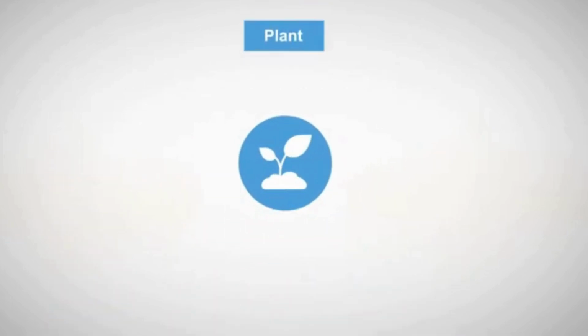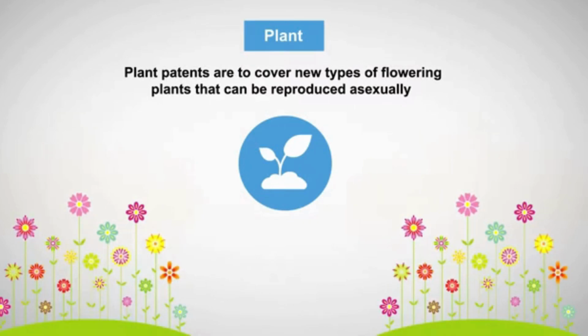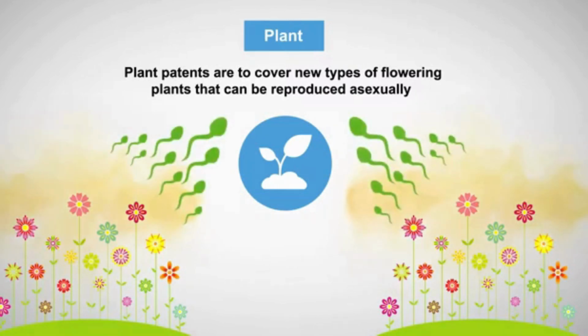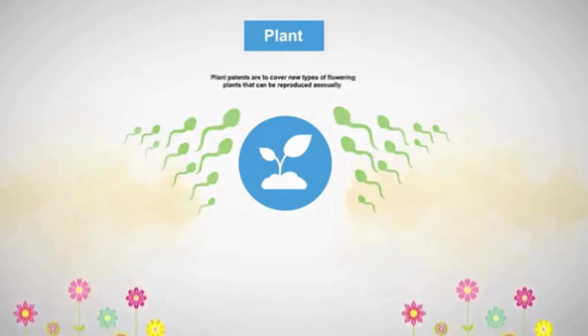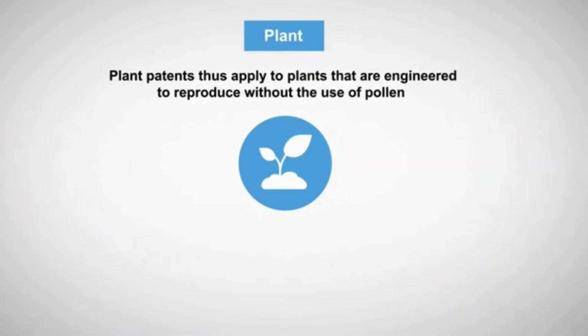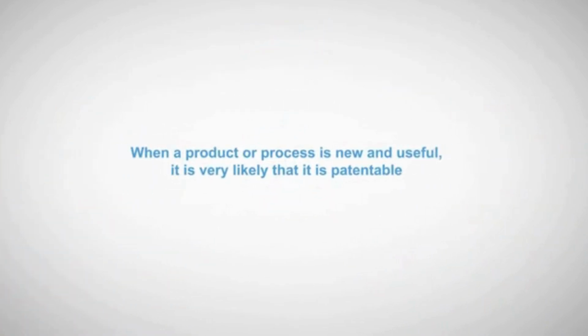Finally, we have plant patents. Plant patents are to cover new types of flowering plants that can be reproduced asexually. Flowers are plant sex organs and contain both the male and female parts. Pollen is basically plant sperm, something to keep in mind during allergy season. Plant patents thus apply to plants that are engineered to reproduce without the use of pollen. When a product or process is new and useful, it is very likely that it is patentable.